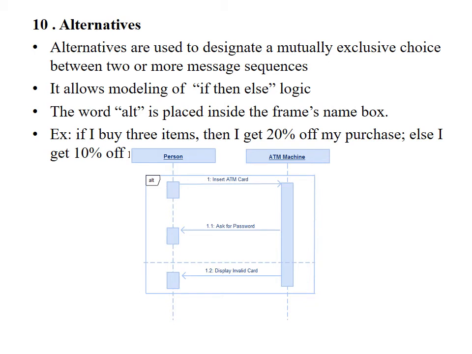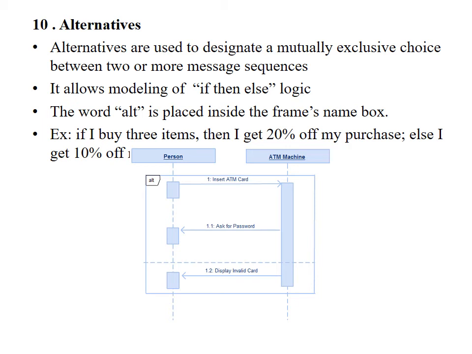The next component is alternatives. These alternatives are used to designate a mutually exclusive choice between two or more message sequences. It allows modeling of if-then-else logic. For example, consider a switch case statement in a programming language, where we switch across multiple different executions based on the value of a condition variable. Similarly, in a sequence diagram, alternatives are used to represent those situations. Hence alternatives are used to represent if-then-else logic.